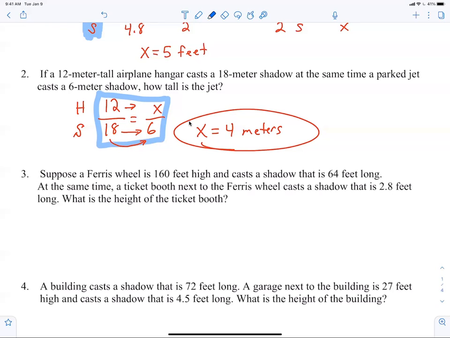6/18 and then 12. No. You should have said 6/18 is X over 12, not 12 over X. Because why? Because the 18 goes with the 6, right? Yeah, you see your mistake, right?